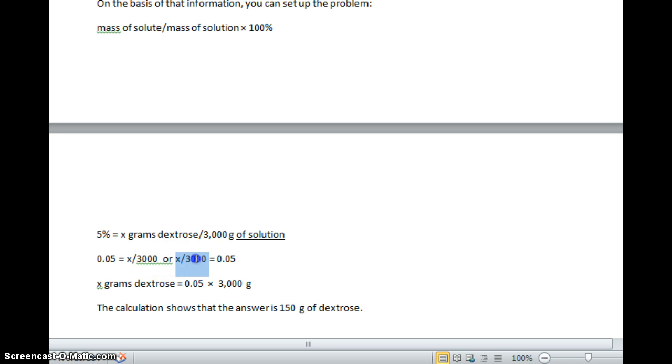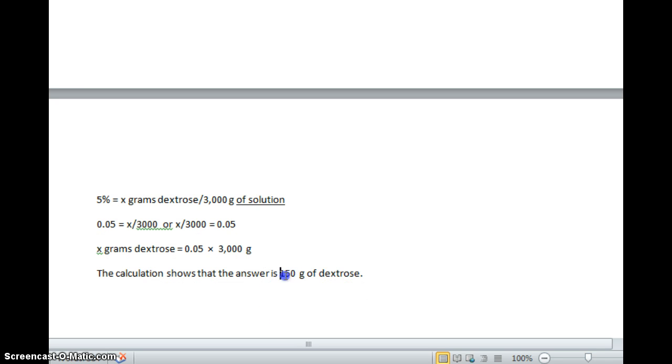Or if you like having X on the left-hand side of your equation, it's the exact same thing, but X over 3,000 equals 0.05. Then we multiply both sides by 3,000 to get X equals 0.05 times 3,000 grams. And that calculation shows us that there are 150 grams of dextrose. So if we wanted to double check our math, we would say 150 grams divided by 3,000 grams equals what? Well, it equals 0.05. So we times that by 100, which gives us our 5% solution.